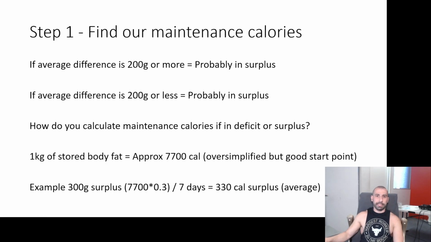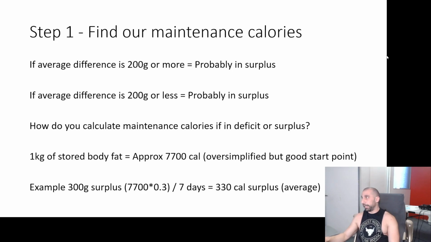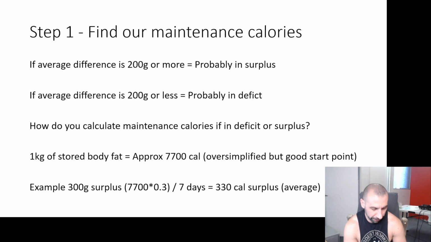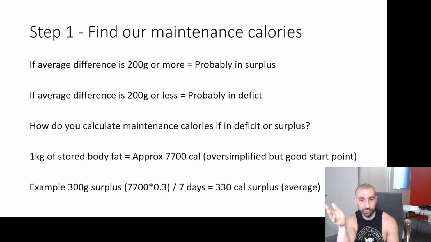So as I already explained, if the difference in averages is over 200 grams, then you're probably in a surplus in terms of your body weight averages. If the difference in averages is 200 grams or less, then you're probably in a deficit. This should say deficit, not surplus. Okay. What happens if you do your averages of body weight and it's exceeded 200 grams? Okay, so what if the amount of food that you're eating has got you in a surplus or in a deficit? We can work that out.